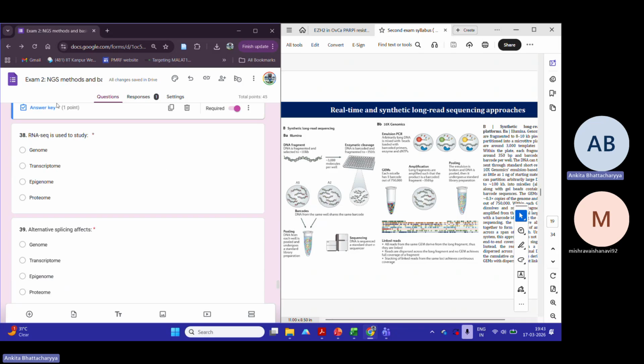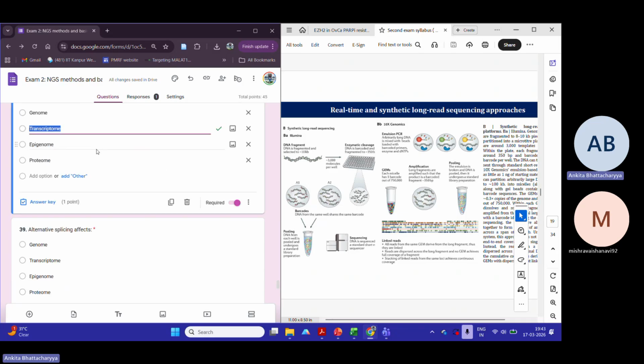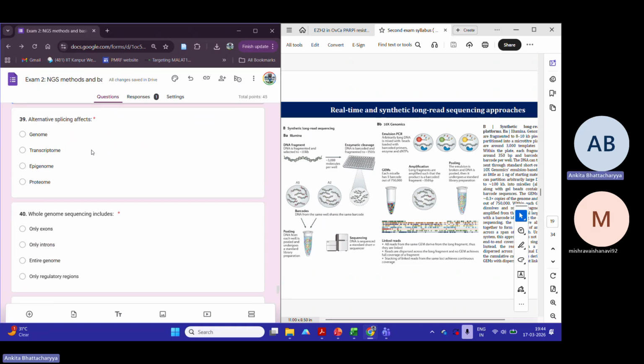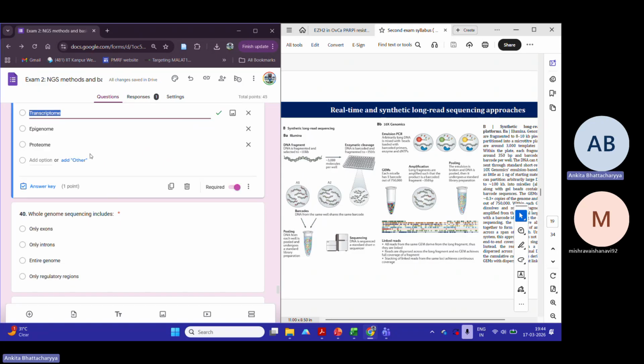RNA-seq is used to study the transcriptome, obviously. Epigenome, proteome, and genome can be studied by completely different technologies. Then you have the effect of alternative splicing. It affects the transcriptome here.